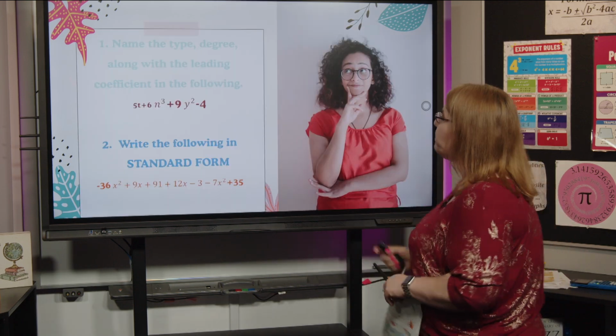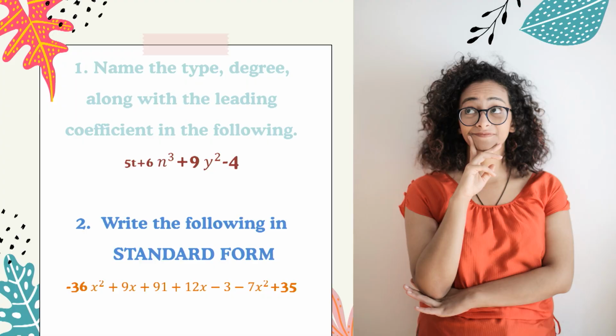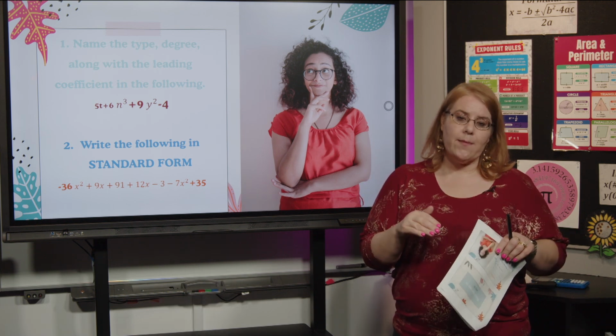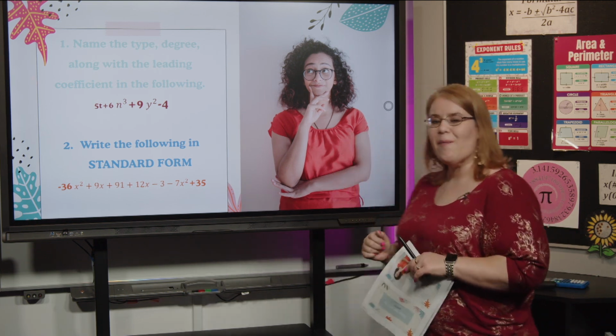So here we go. Name the type, degree, along with the leading coefficient in the following. And there's our expression. Number 2 says write the following in standard form. And there's our problem. So y'all go ahead and work these, pause the video, work independently or with your table partner, and then come back and let's see what we got.